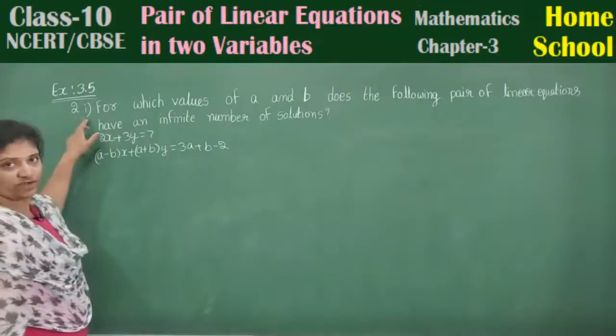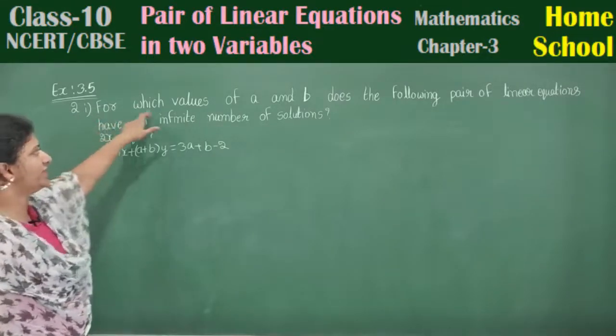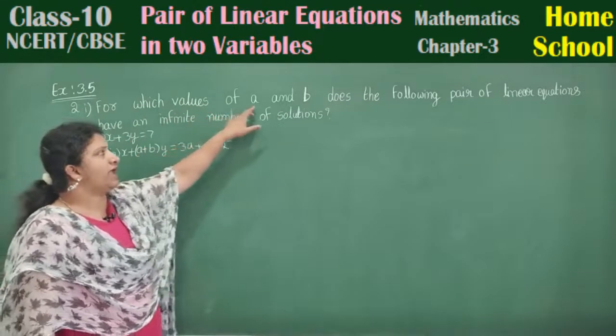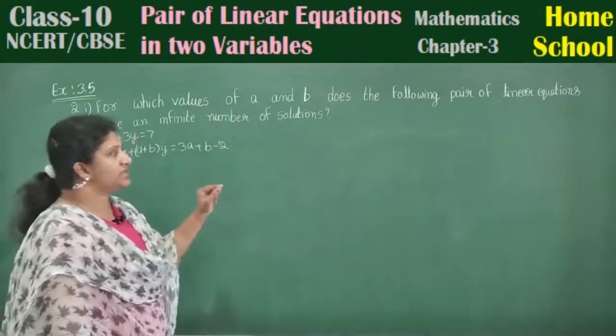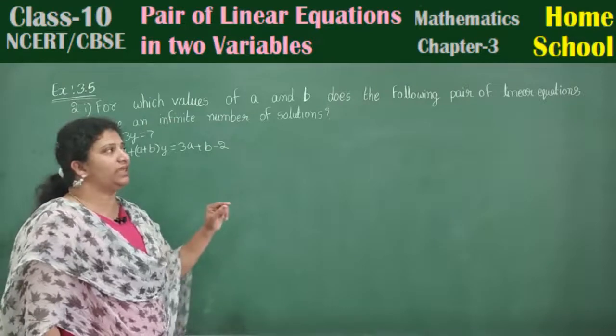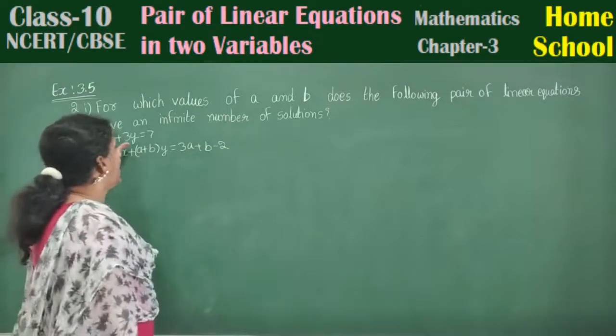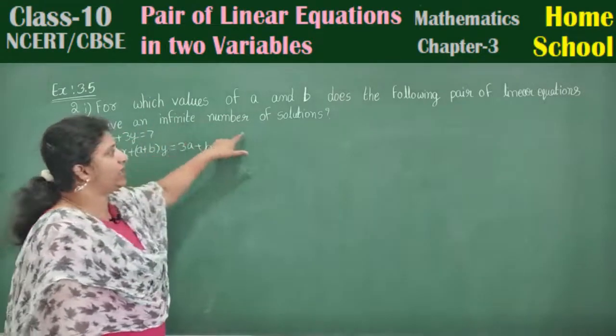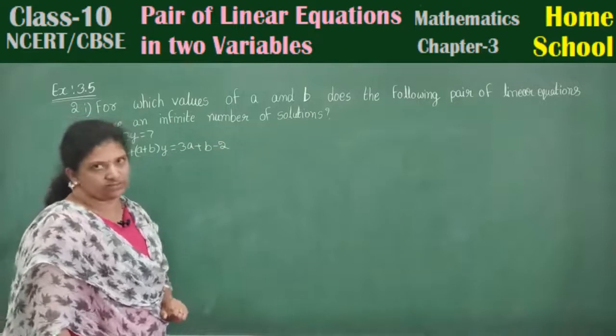Second problem, first sub question. For which values of a and b does the following pair of linear equations have an infinite number of solutions?